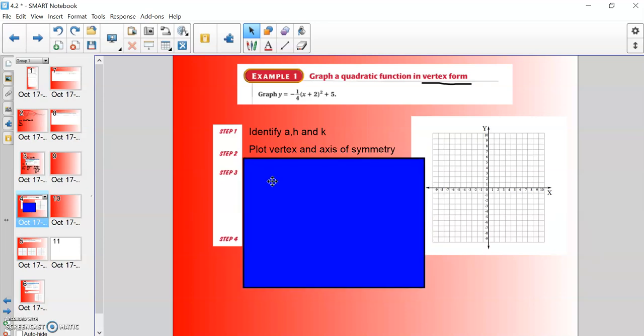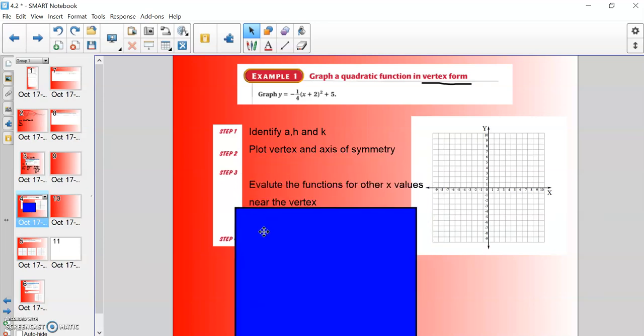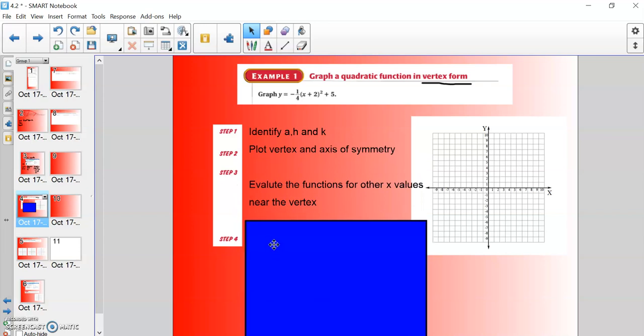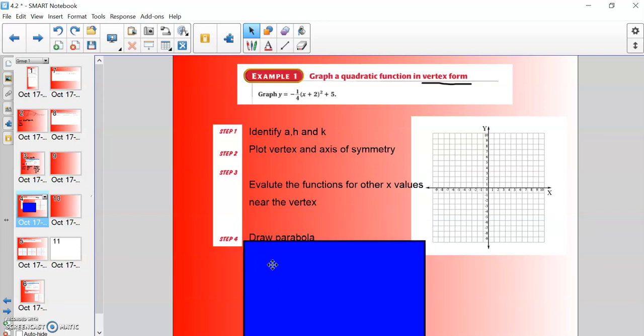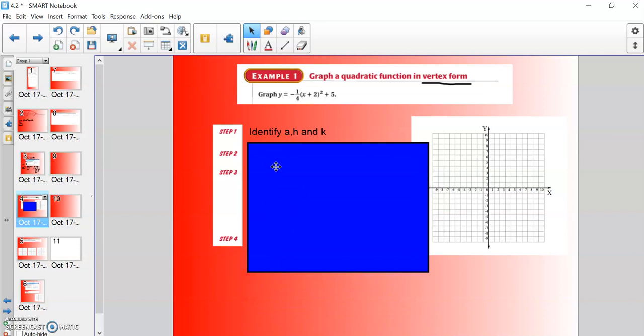Then you're going to plot the vertex and the axis of symmetry. Then you're going to evaluate the functions for other x values near the vertex. I'll explain that step when we get there. And finally, you'll draw the parabola. So let's just do these in order.